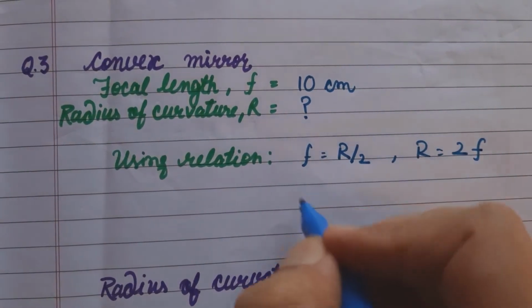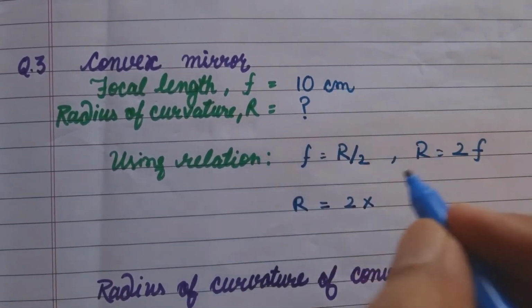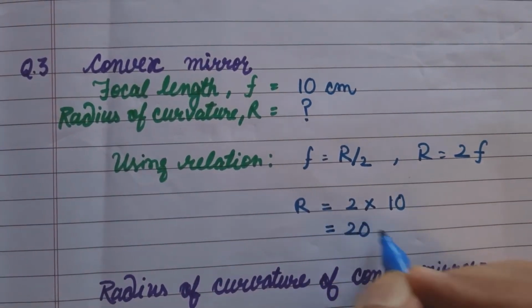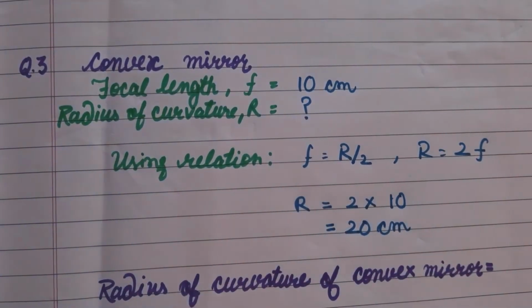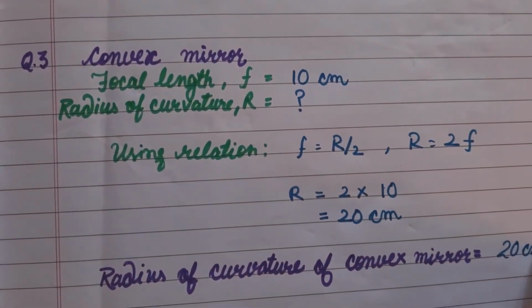Now we have to fill in the values. R equal to 2 multiplied by f, that is 10, means 2 times 10 is 20 centimeter. The radius of curvature of the convex mirror is 20 centimeter.